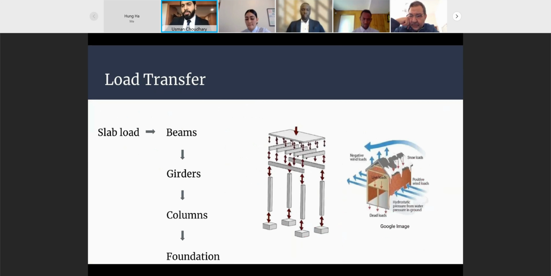Here we have a design which depicts how the loads are transferred throughout the building. Starting with the slab, the load is transferred from the slab to the beam. From the beam, it's transferred down to the girders. From girders, it moves down to columns and then down to the foundation.